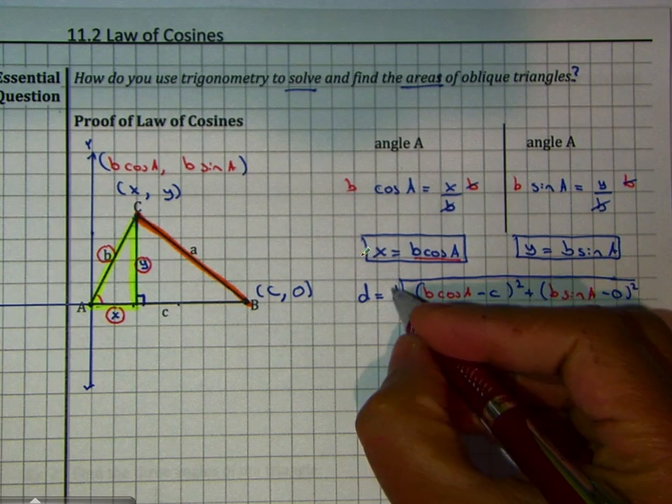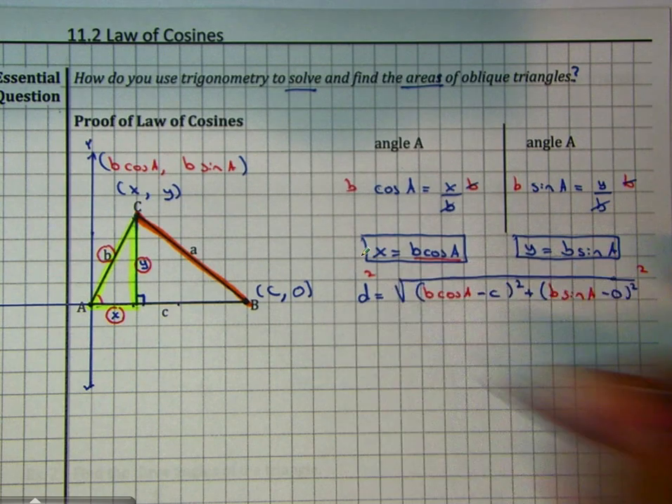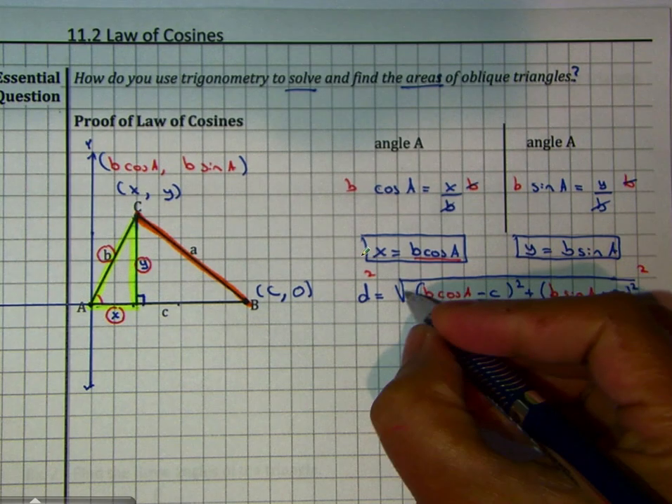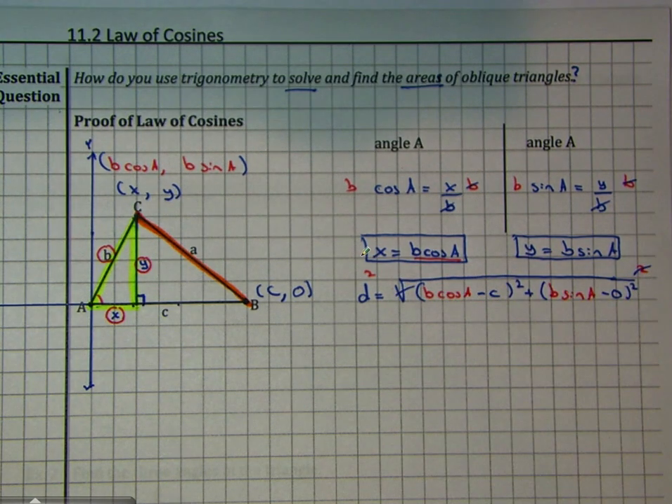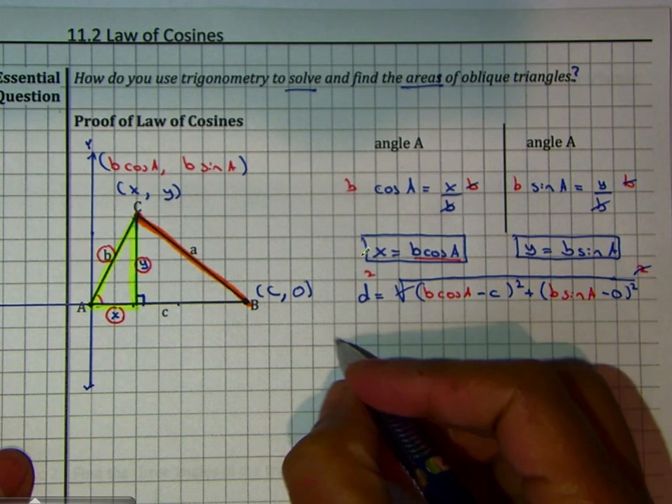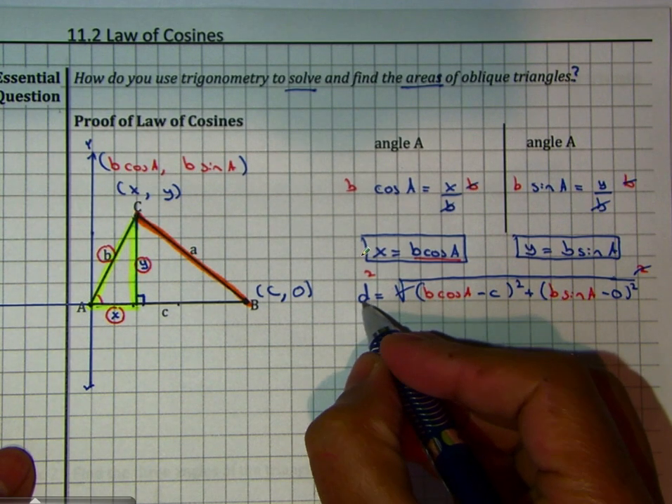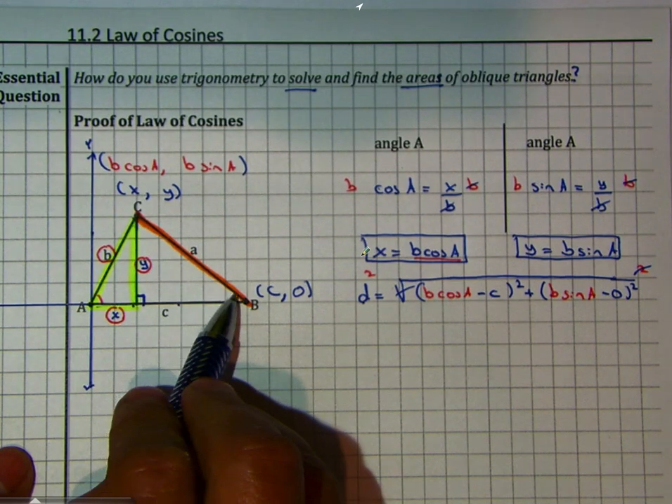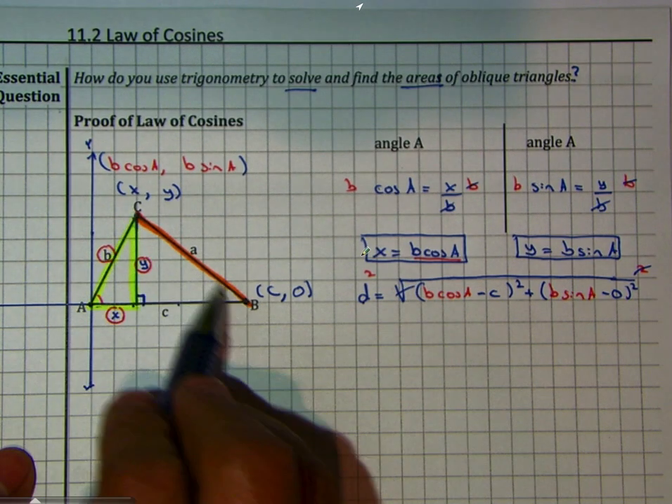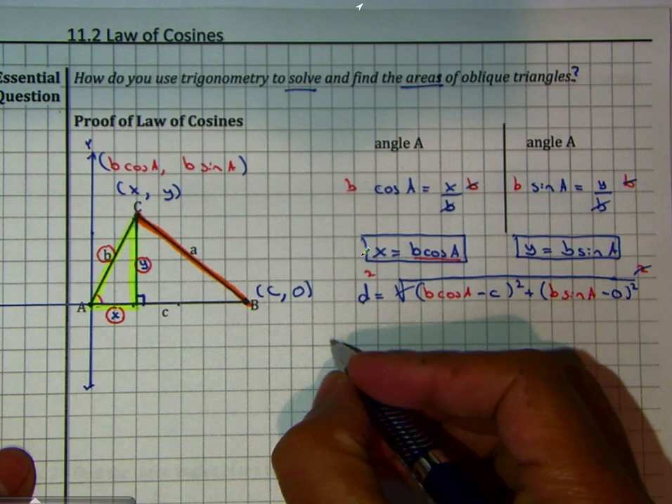So let me square both sides. Now remember that whenever you square both sides, you might end up with an extraneous solution. But in this case, we don't have to worry about that. Now the distance between C and B is actually side a, so I'm going to replace this with a squared.